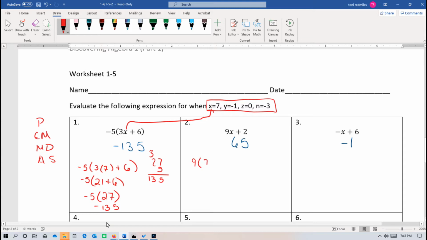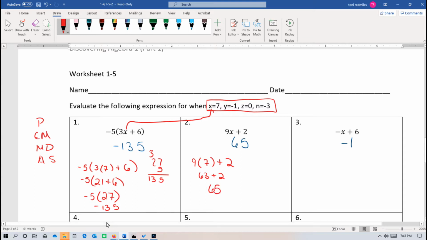In this one, I'm also going to need those parentheses because it means multiplication. Whenever a variable is right beside a number, that means they're in multiplication of each other. And 9 times 7 is 63. Got to do that multiplication first, then I can do my addition, and my answer comes to 65.